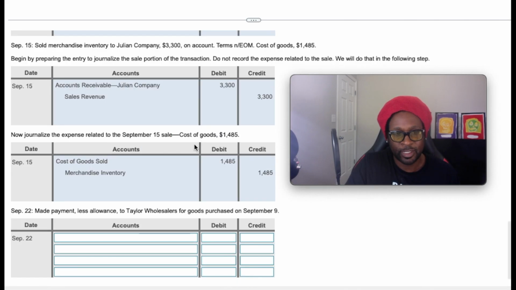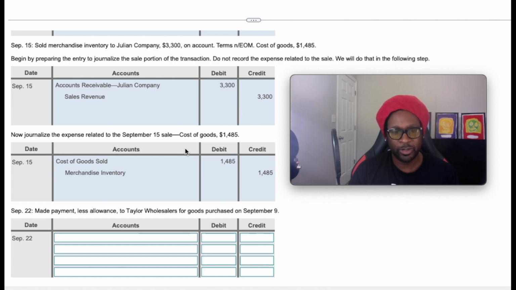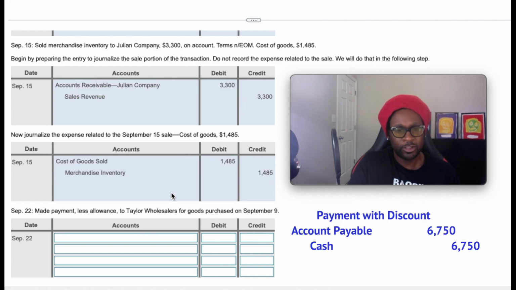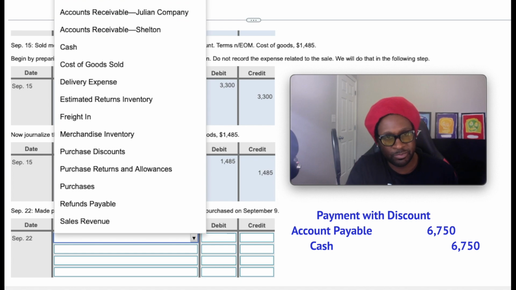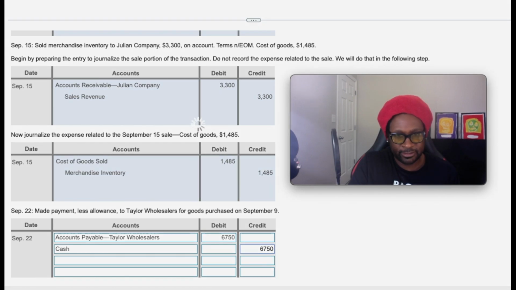Beautiful work. On the 22nd, we made a payment less the allowance to Taylor Wholesalers for the goods purchased on September 9th. We had purchased inventory for $7,000 from Taylor, but we also received an allowance for $250. Thus, for this payment we're going to debit accounts payable and credit cash for the $6,750. We're going to check our answer.